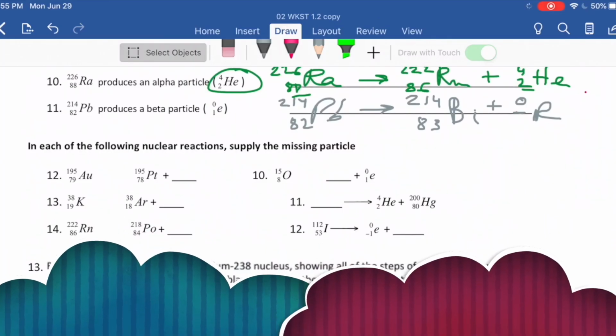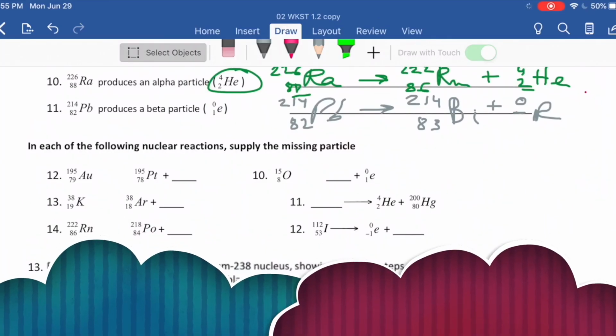Let's continue with radioactivity and radioactive decay. In this problem, I don't know why the arrows are not showing up, but it doesn't matter. We have an arrow here, and here, and here, and here. And that's it. Okay. So in this problem, you just need to complete the nuclear equations or nuclear reactions with the information that they're giving you.